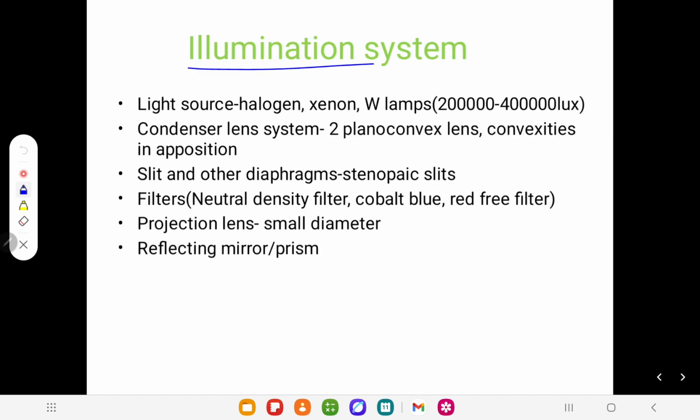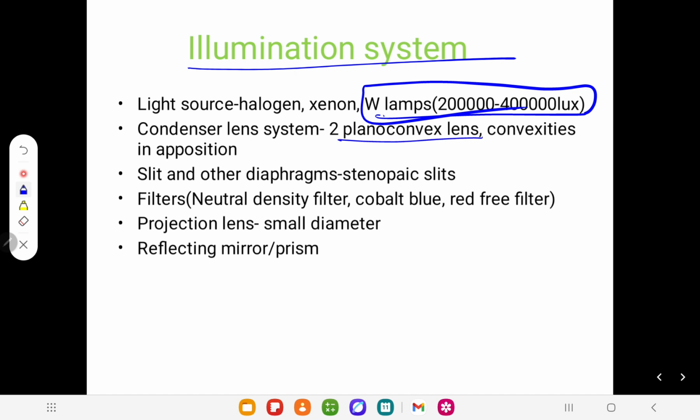So the illumination system, I don't talk about how much the lamp locks is, but basically yes. Consider the lens system, we'll talk about it next. Slit lamp, other diaphragm. This is the stenopaic slit we definitely need to send the slit. There are definitely filters: neutral density filter, cobalt blue filter, red free filter. We're going to talk about it. Projection lens, small diameter. We'll talk about it. Reflecting mirror. Yes, we'll talk about it.